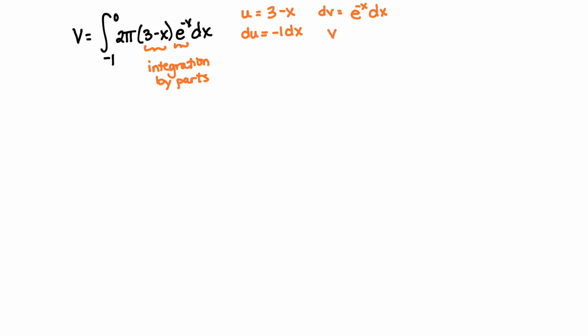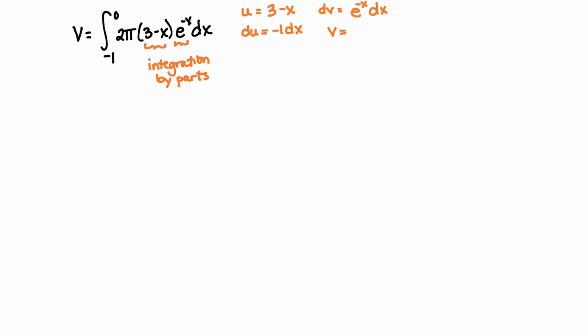dv is going to turn into v by integrating both the left and the right side of this mini equation. So the antiderivative of dv is v, and the antiderivative of e to the minus x dx is just minus e to the minus x. And so this is our main setup for integration by parts, right? And our next step now is to use the formula.